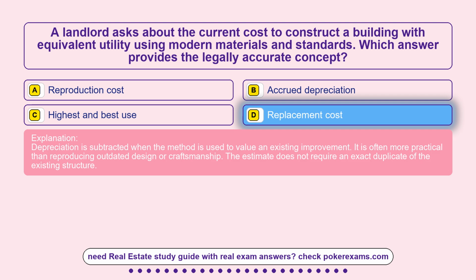Depreciation is subtracted when the method is used to value an existing improvement. It is often more practical than reproducing outdated design or craftsmanship. The estimate does not require an exact duplicate of the existing structure.